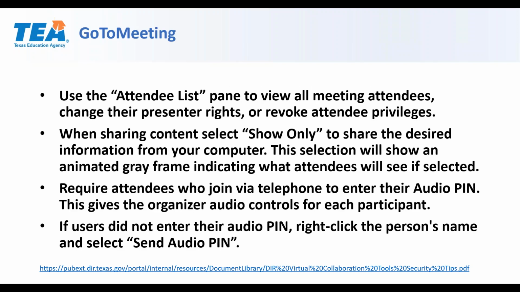And then GoToMeeting, use the attendee list pane to view all meeting attendees and change their presenter rights or revoke attendee privileges if necessary. And when sharing content, select Show Only to share the desired information from the computer. This selection will show an animated gray frame indicating what attendees will see if you select it. And then require attendees who join via telephone to enter their audio PIN. This gives the organizers audio controls over that participant. And if you see that a user did not enter their audio PIN, you can right-click the person's name and select Send Audio PIN so that they'll be able to enter it.